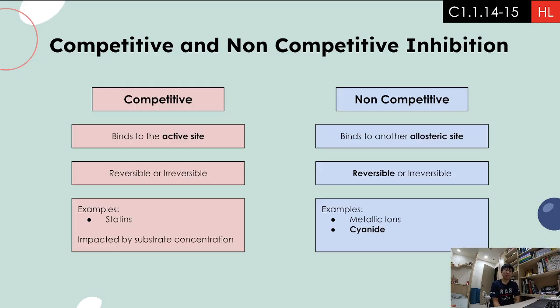And for non-competitive, let me check the time. Non-competitive inhibition will bind to another site, not the active site. It's going to be the allosteric site, and it can be reversible or irreversible. Most of the time, it's reversible. For example, there are metallic ions and also cyanide. So cyanide is a really common poison, and it's really deadly, man. It permanently disables your functions and you die immediately. Scary.